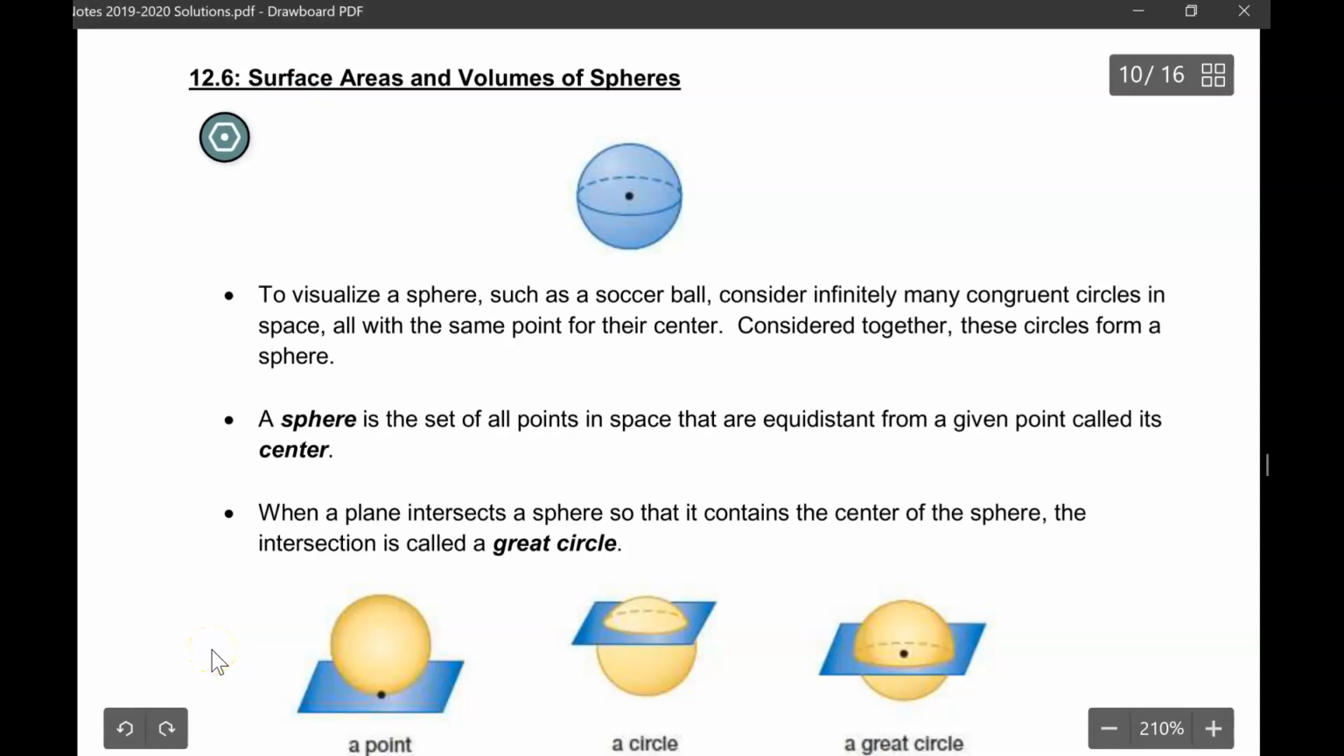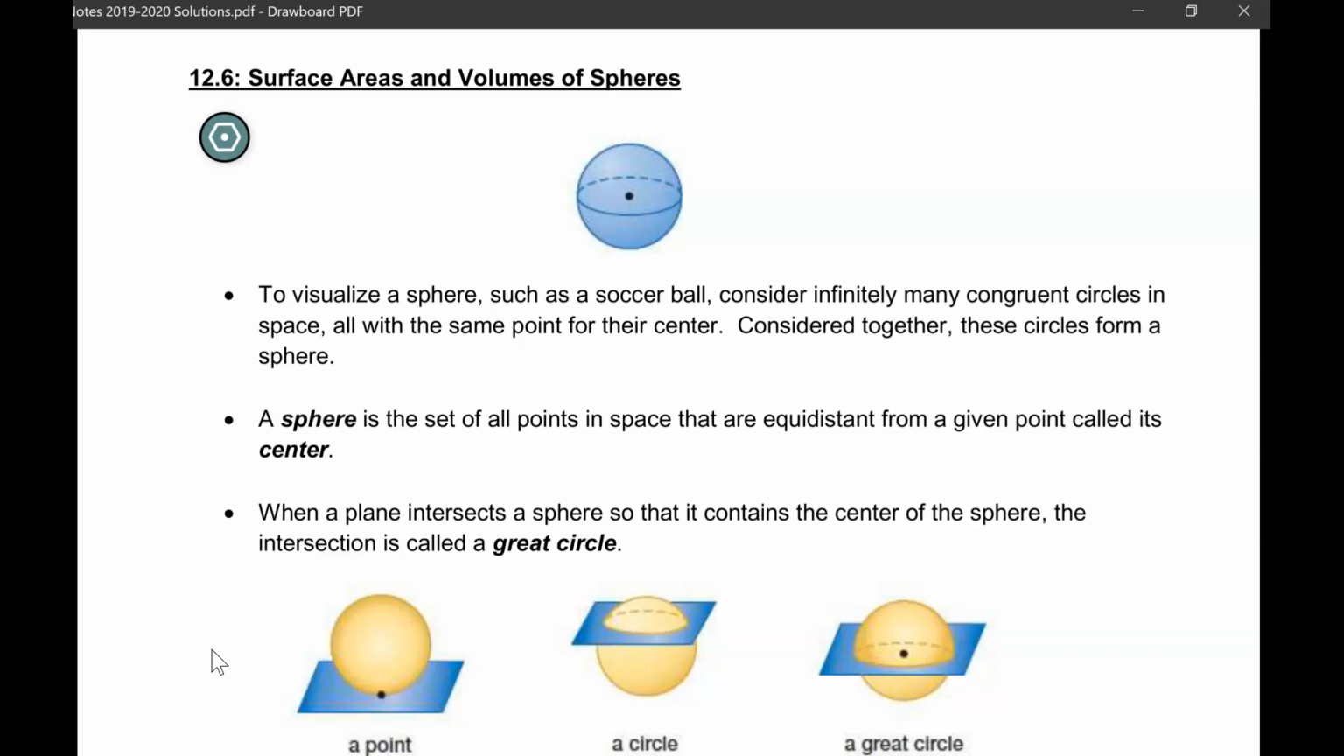Okay, so we did 12.2 surface area of prisms and cylinders, and we did 12.3 surface area of pyramids and cones. And we're going to skip over 12.4 and 12.5, and I want to do the surface area of spheres. And we're not going to worry about doing surface area and volume, we're just doing surface area.